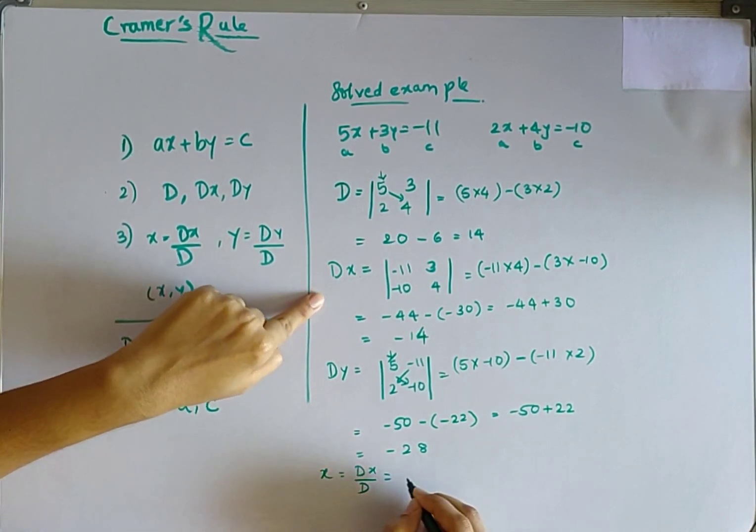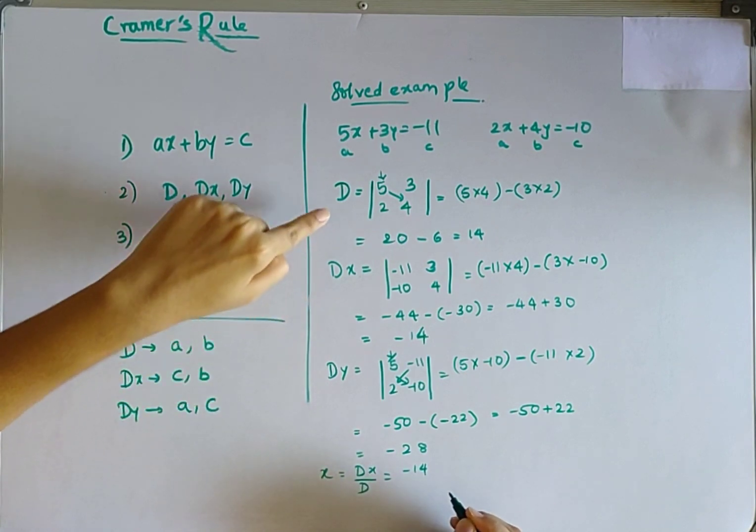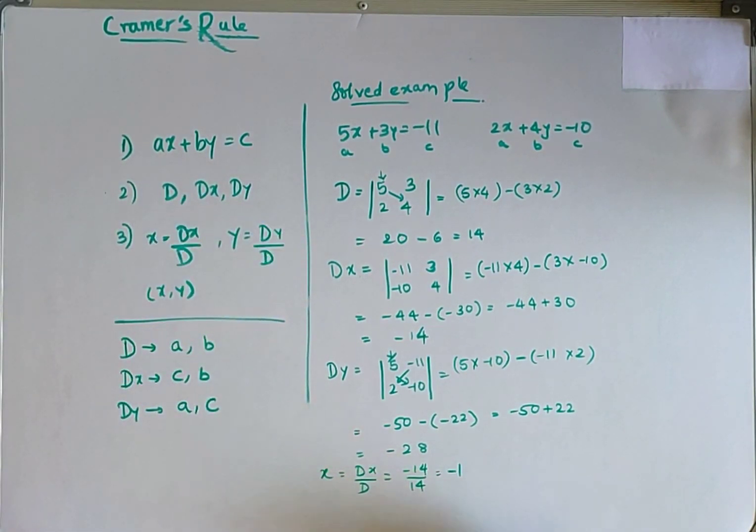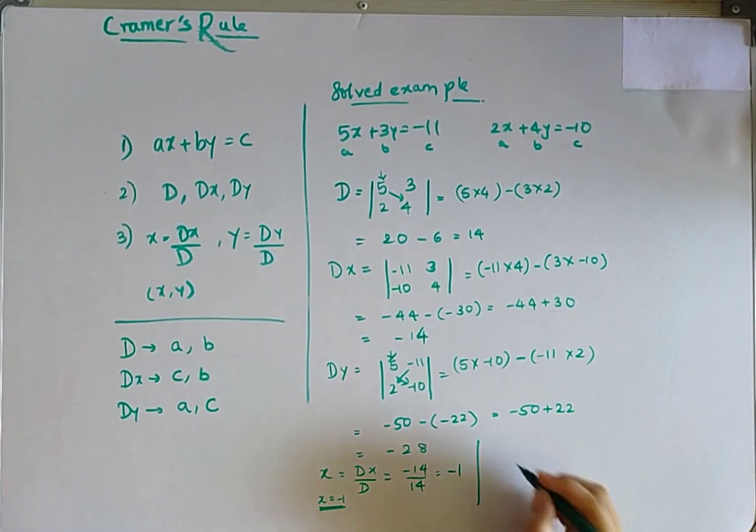What is your dx? Minus 14. What is your d? 14. So what is this? Minus 1. So your x comes out to be minus 1. Fine.